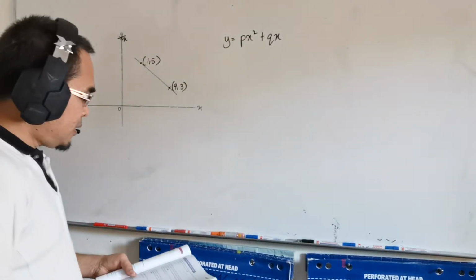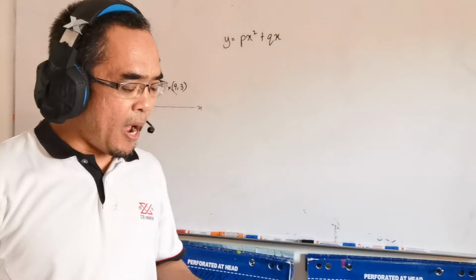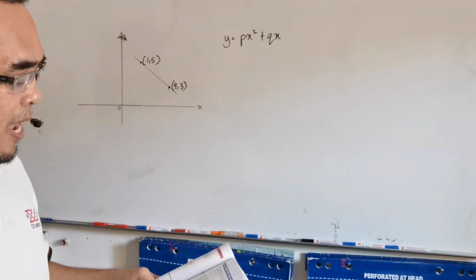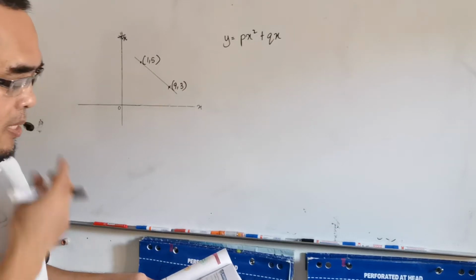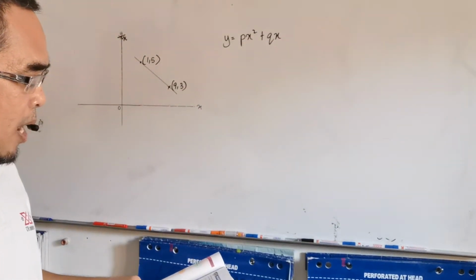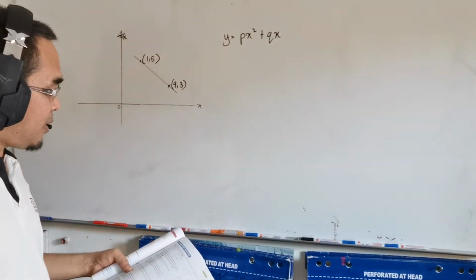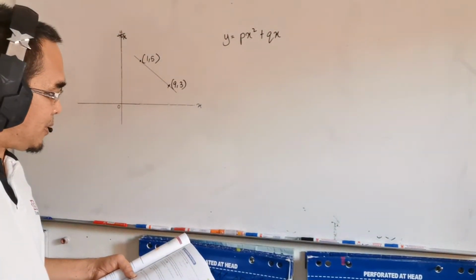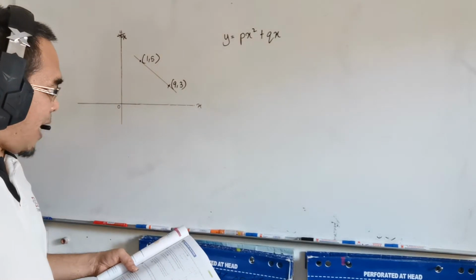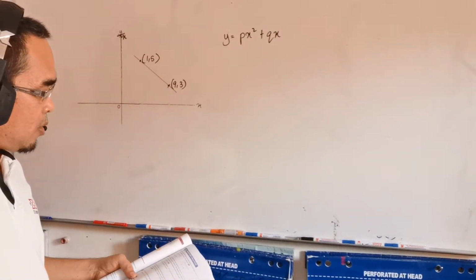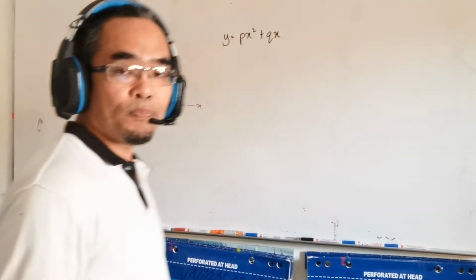Question 2. The variables x and y are related by the equation y equals px squared plus qx, such that p and q are constant. The diagram on the right shows part of the line of best fit obtained by plotting the graph y over x against x. A. Convert the equation y equals px squared plus qx to the linear form.